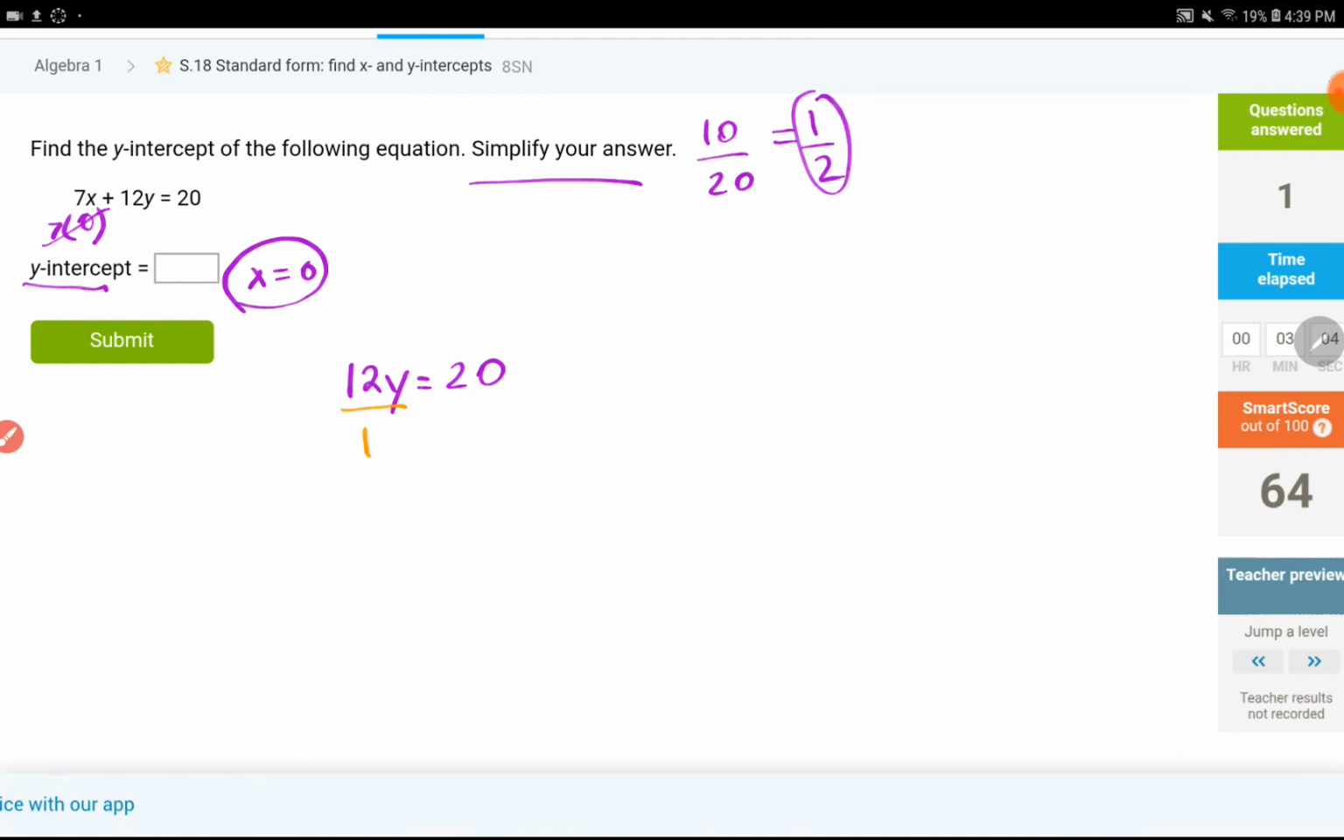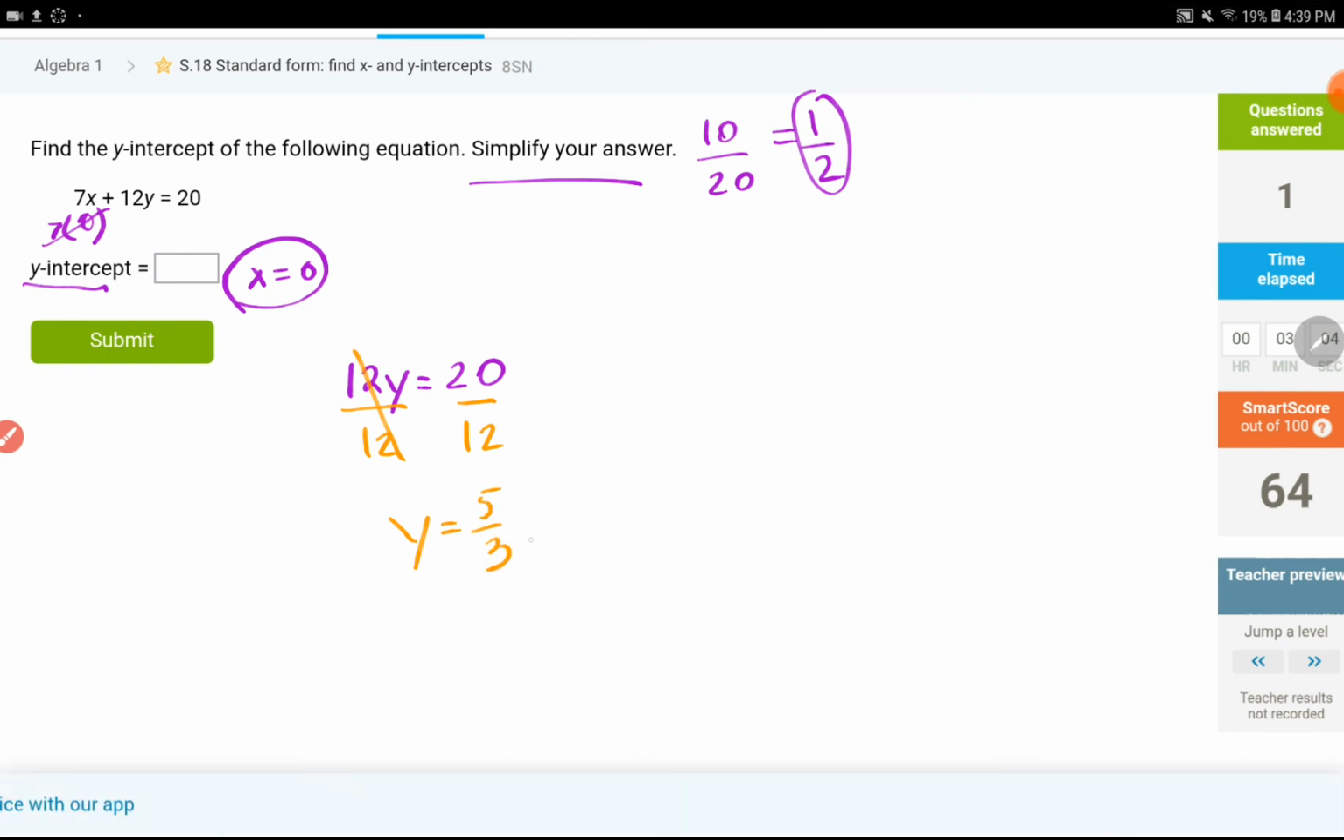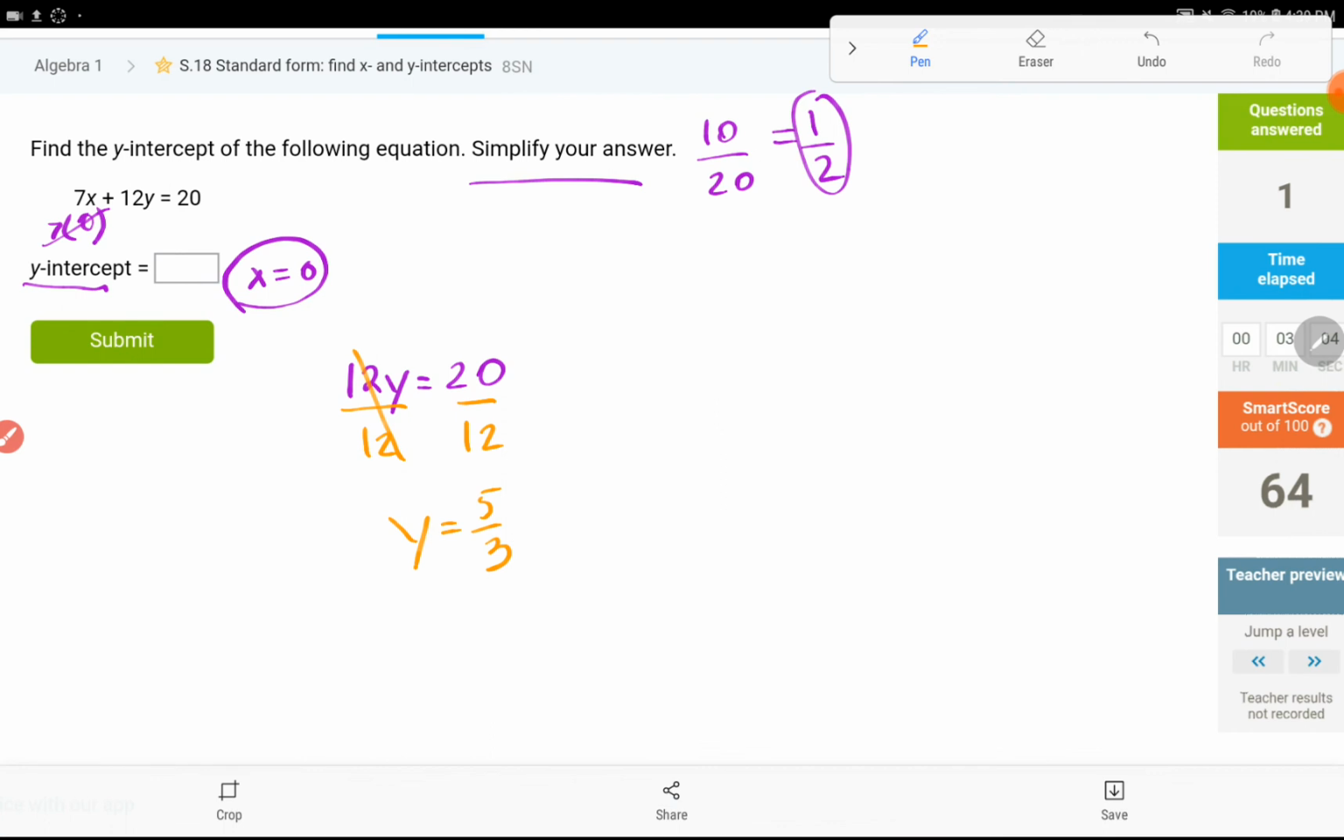To get the y by itself, divide everything by 12. So y would be equal to, let me see this. Both numbers are divisible by 4. That's 5. This one is 3. That would be my answer, 5 over 3.